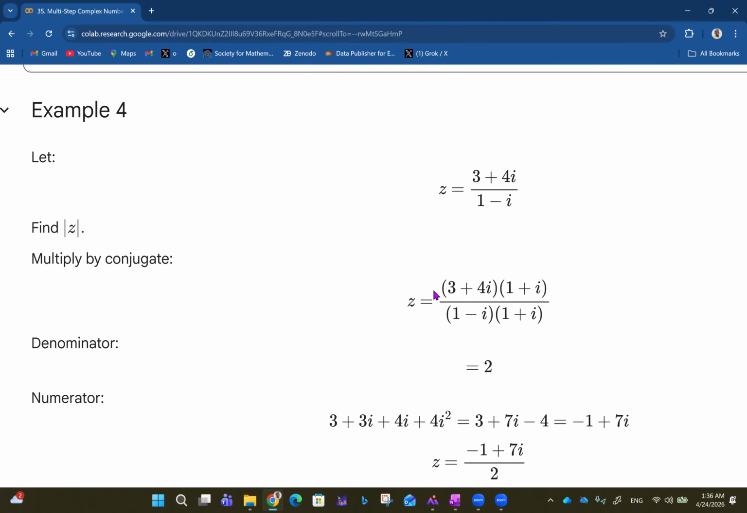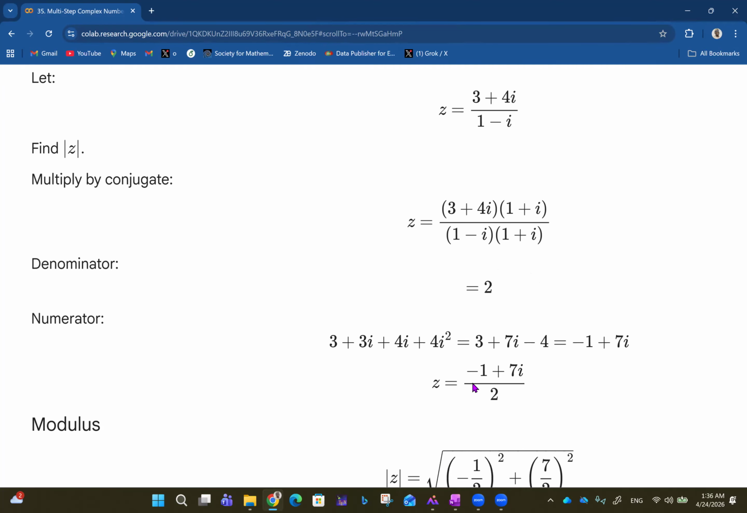And then for the top, now we have 3 times 1, 3. 3 times i, 3i. 4i times 1 is 4i. 4i times i is 4i squared. So we have 3 plus 3i plus 4i, that's 7i. And then 4i squared, i squared is minus 1, so minus times 4 is minus 4. Then 3 minus 4 is minus 1 plus 7i. And then you have your z to be minus 1 plus 7i over 2.